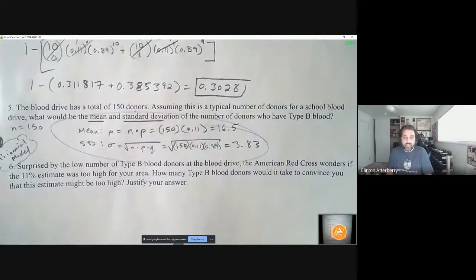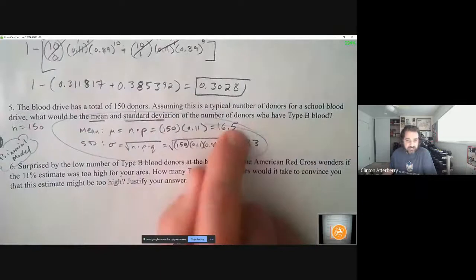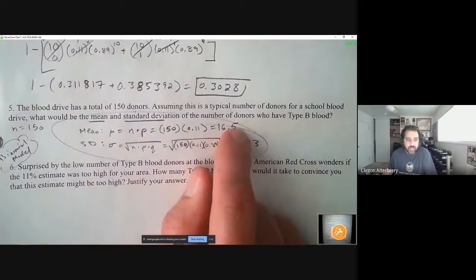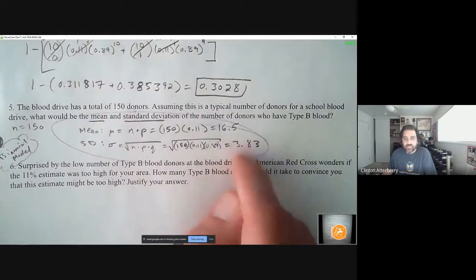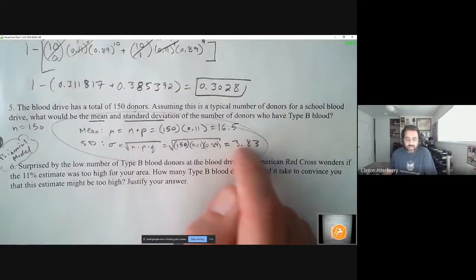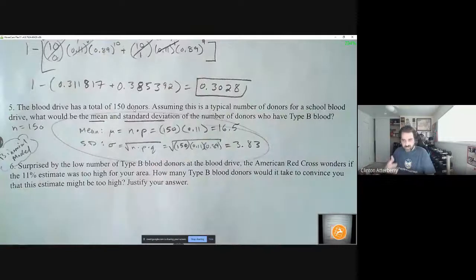We would expect about 16 or 17, right? But there's a little bit of variance there, right? There's that standard deviation that we use, and something about that 3.83 is going to help figure out our general range, kind of going old school like we talked about earlier this year. So any questions before we move on to this last little section?